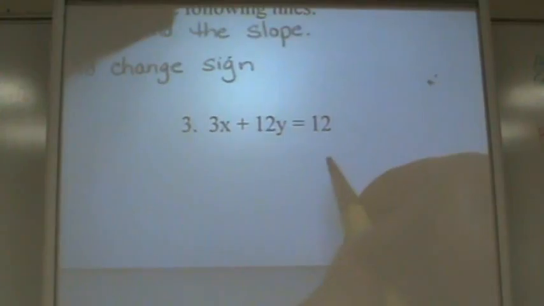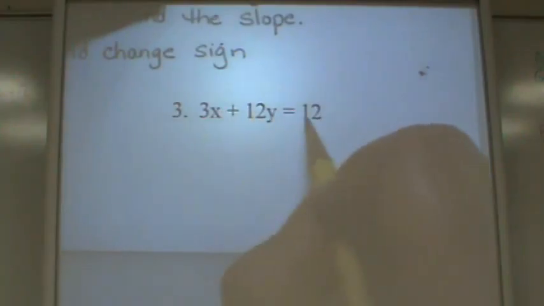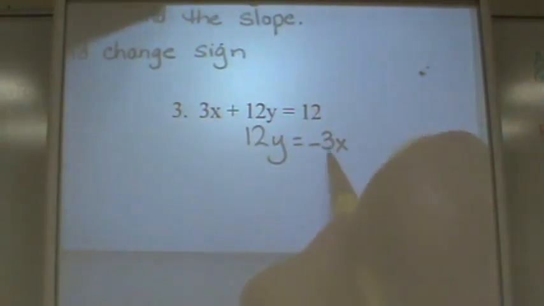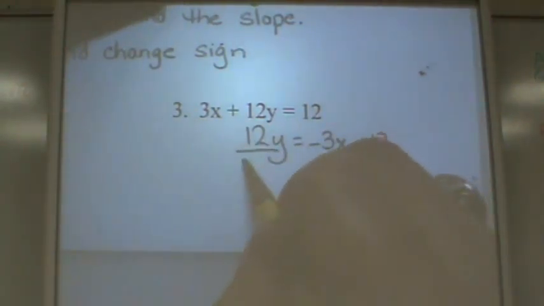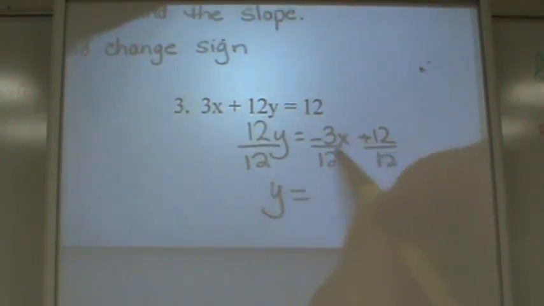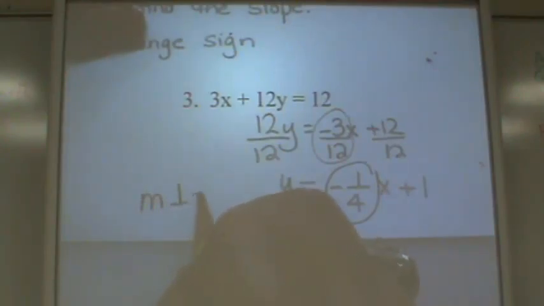Next, we're going to do the same thing, find the slope of a line that's perpendicular to this. So we're going to move this 3x to the other side, just change the sign of it. Divide everything by 12. So y is equal to, now you can reduce negative 3/12 to negative 1/4. So the slope of this line is negative 1/4. For a line to be perpendicular to this, you would flip 1/4, you get 4, and change the sign. So the slope would be positive 4.